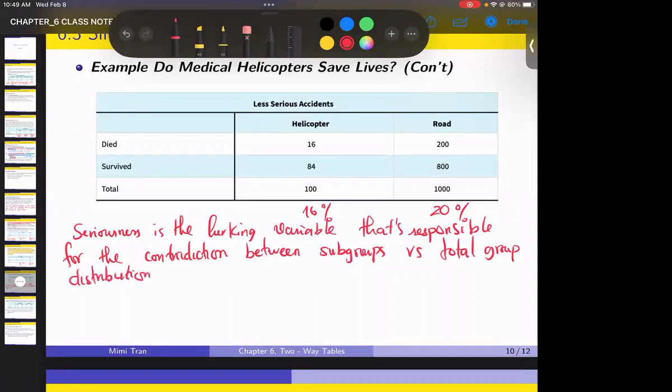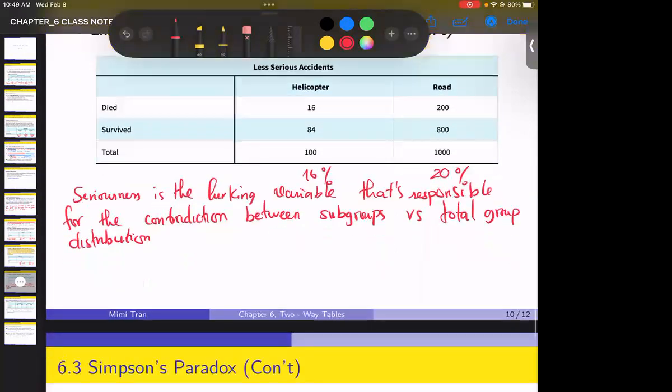Let's say distribution, I meant percentage here. Usually the lurking variable in Simpson's paradox is a categorical variable.